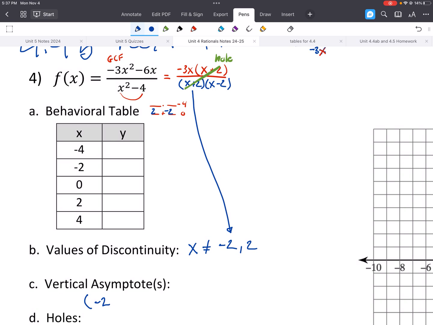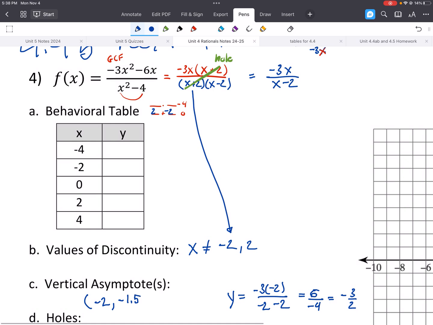That factor, okay? So if you have the x and you need to find the y, then we need to plug it into our simplified version of our equation. So negative 3x over x minus 2. So y equals negative 3 times negative 2 over negative 2 minus 2. So 6 over negative 4 or negative 3/2. Again, you're welcome to do it as a decimal, negative 1.5. Sometimes that's easier to plot. So that negative 2 gave us the hole.